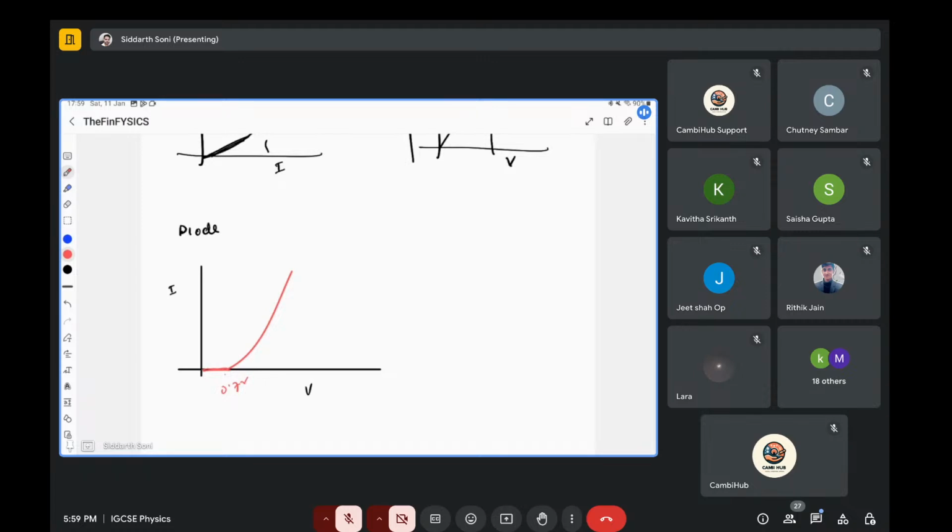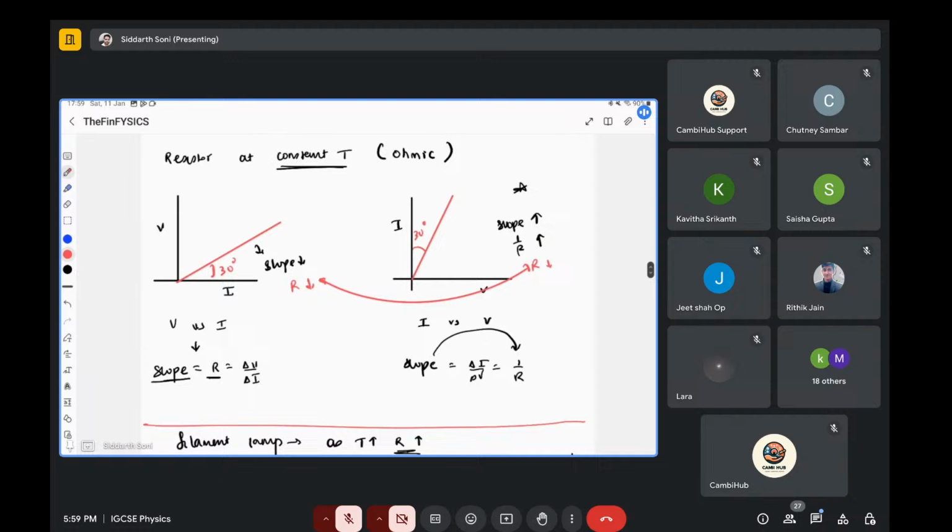In the forward bias, reverse bias, you people do not have graphs, sorry. So these are the types of graph that they will ask you.